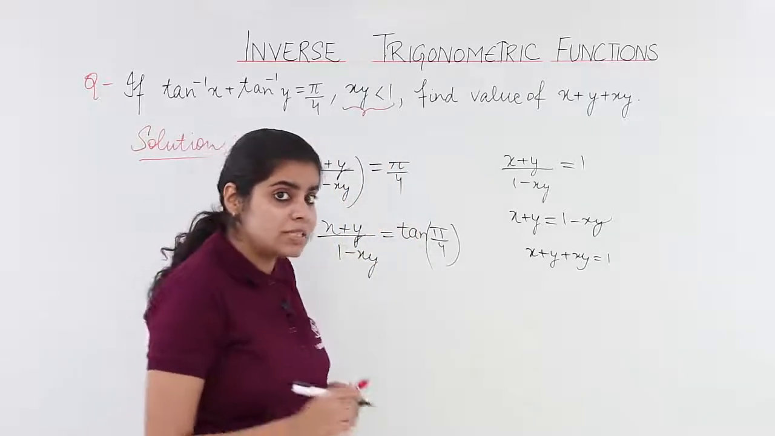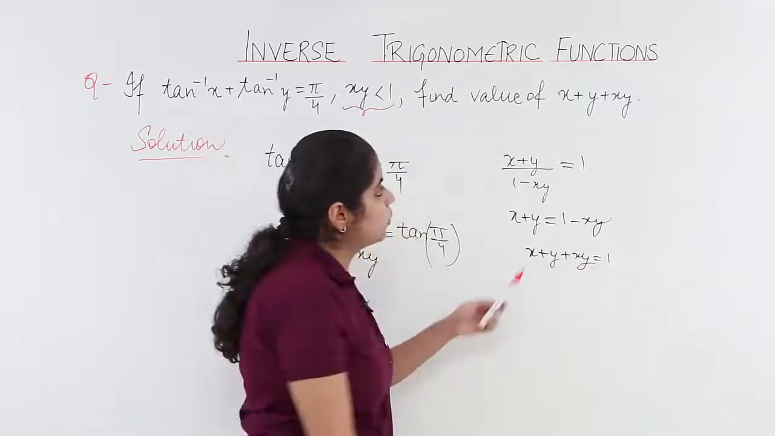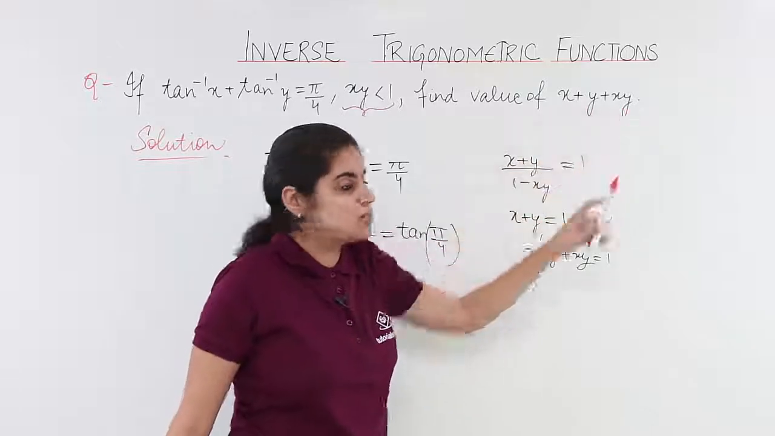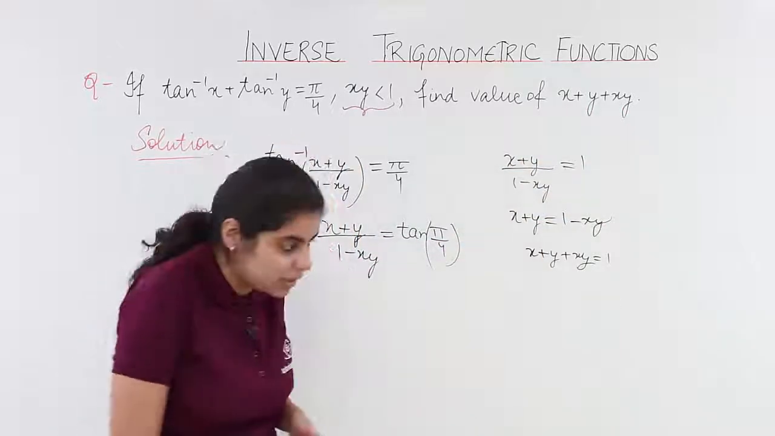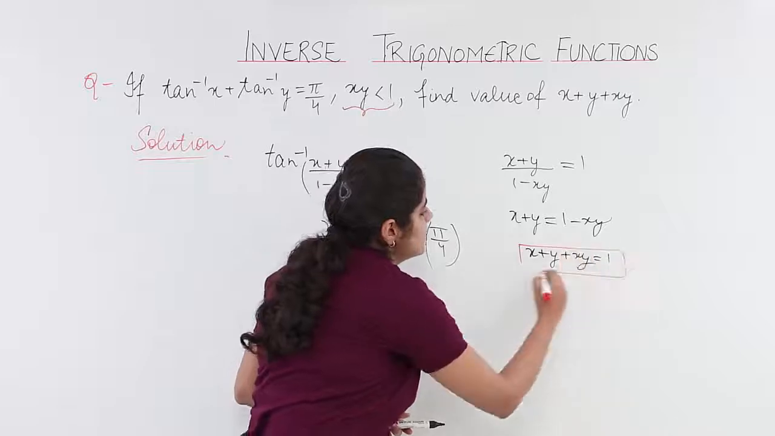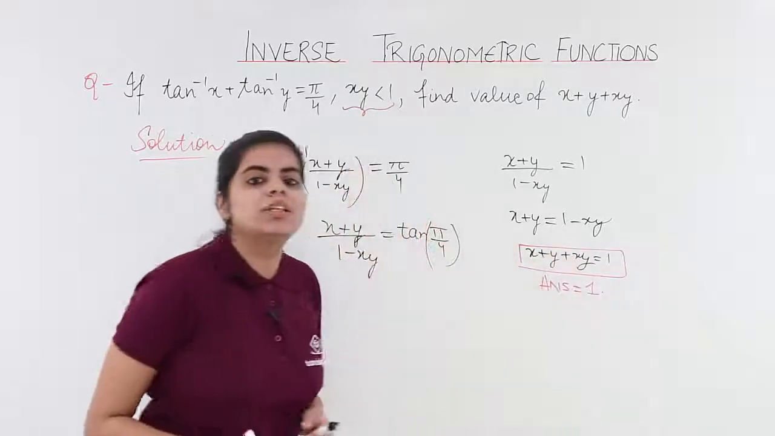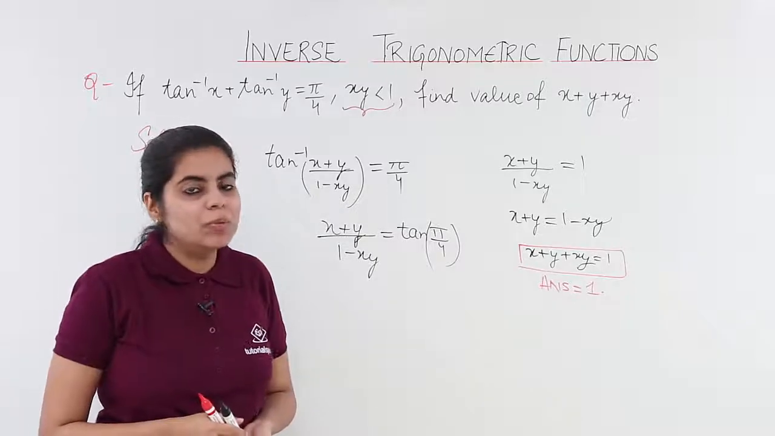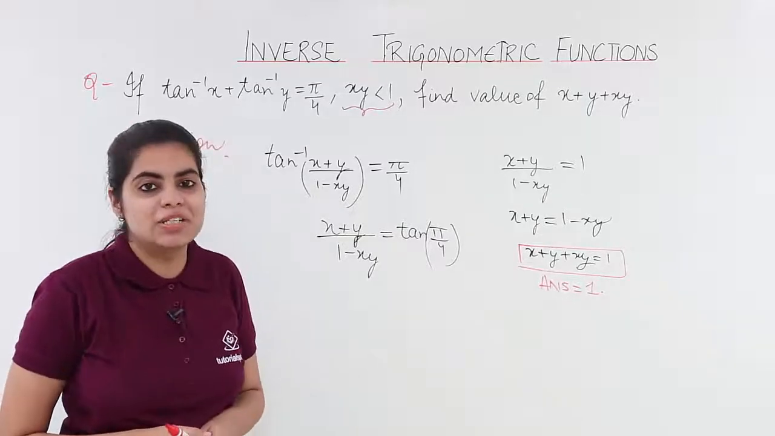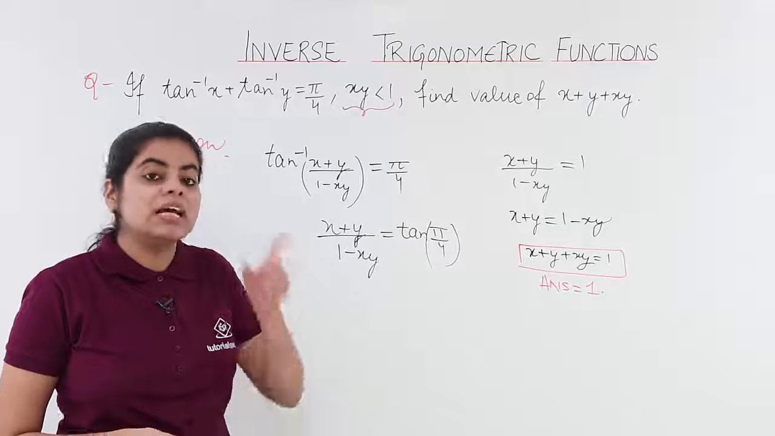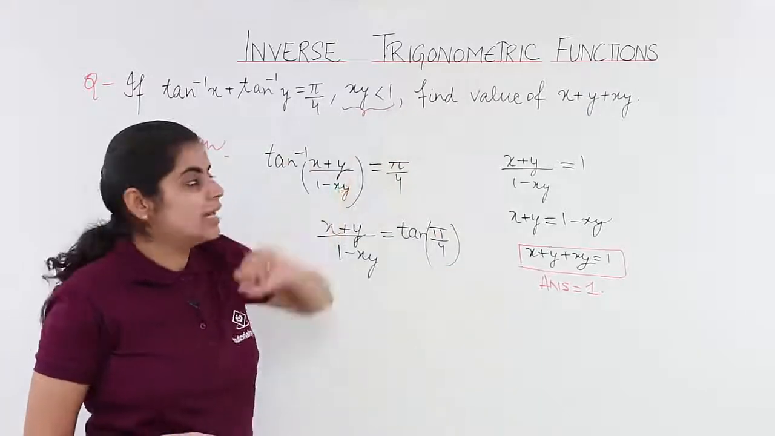Now what were we supposed to find out? We were supposed to find out x plus y plus xy, which we have already got as 1. So that means my answer to this question is 1. So in this video we saw a numerical problem based on the formula of tan inverse x plus tan inverse y, with the condition given that xy is less than 1.